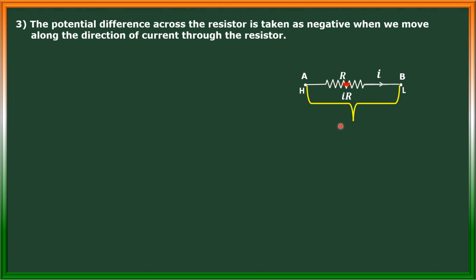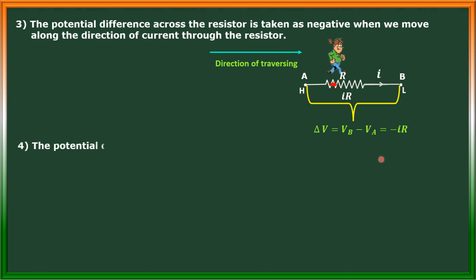Now, if I traverse this resistor from A to B, the potential is decreasing. See here, this is the direction of traversing. So if I move from A to B, it means that the potential is decreasing. Hence we have to take IR as negative. So delta V is equal to VB minus VA, it is minus IR. Okay.